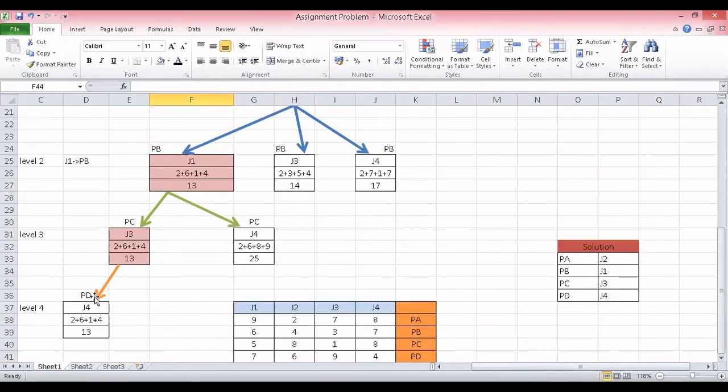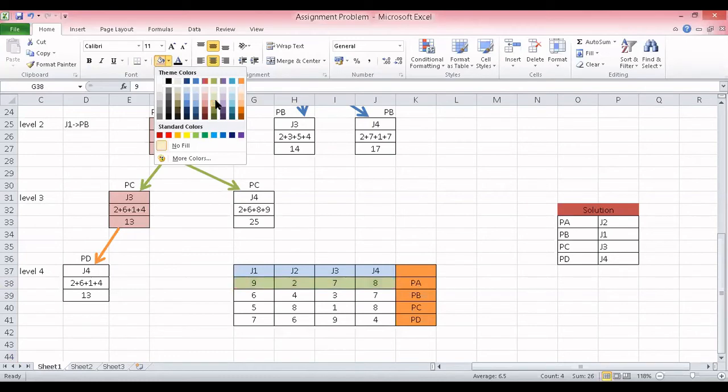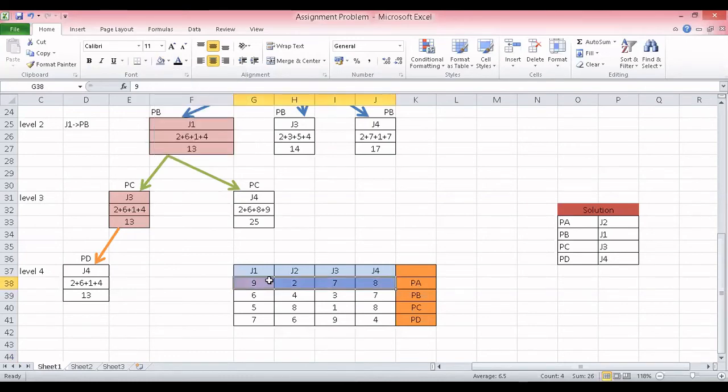Now, person D is left out with only one option. What is that option? We are going to see. Now, person A already over. I'll highlight whichever jobs are over with purple color. So we should not consider those boxes. You understand that? Person B is over. Person C also is over.